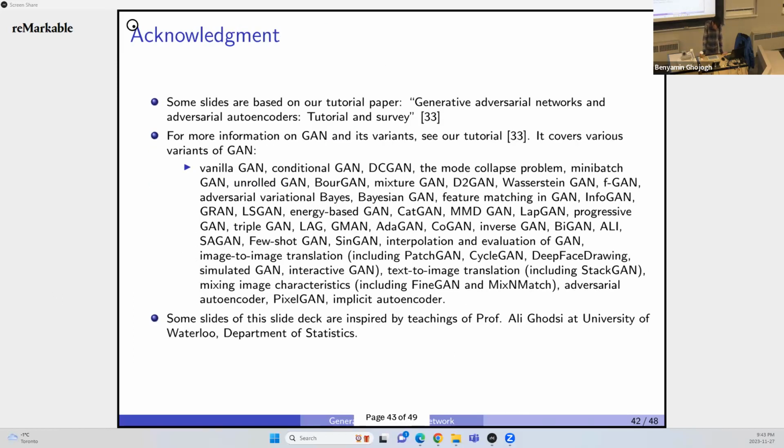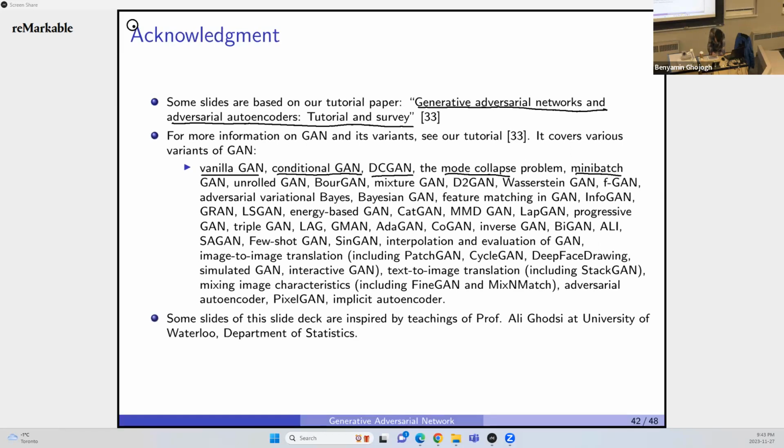Acknowledgement. Some slides are based on our tutorial paper, Generative Adversarial Networks and Adversarial Autoencoders: Tutorial and Survey. For more information on GAN and its variants, see our tutorial. It covers various variants of GAN. So it covers all of these. See, vanilla GAN, conditional GAN, DC GAN. We saw these in this course, right? Mode collapse, we saw that.